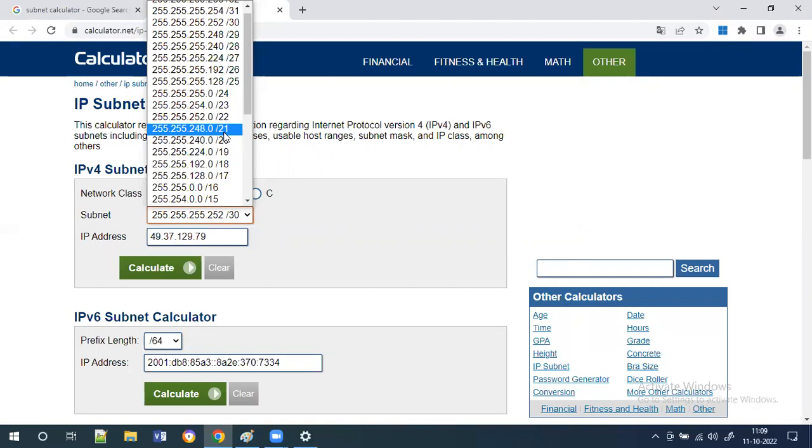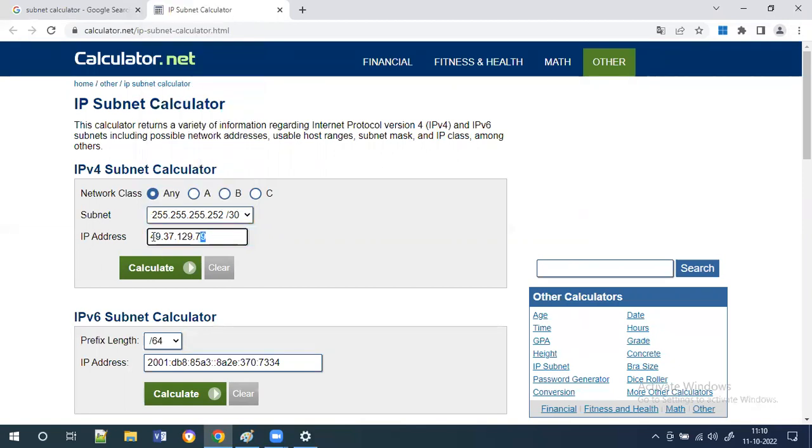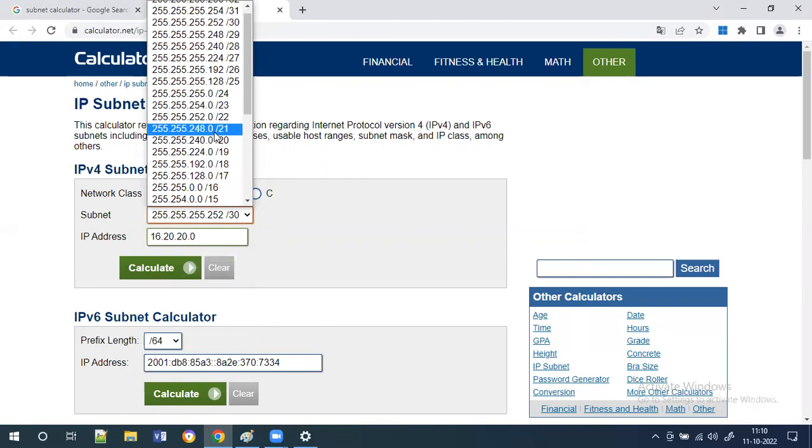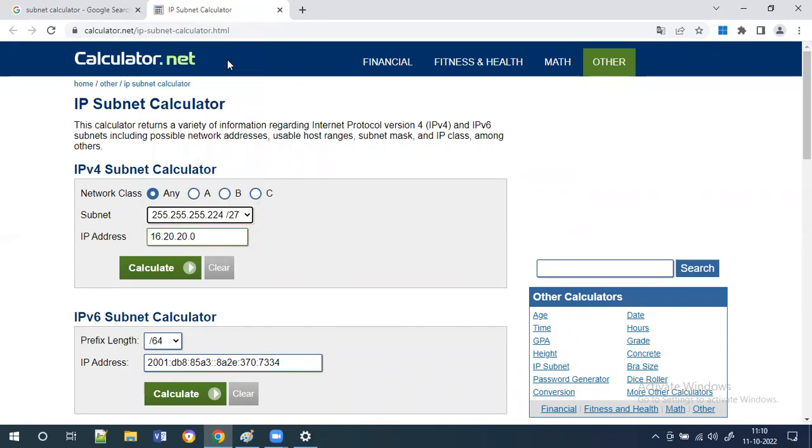We have said 255.255.248.0 /22. What is the /22? 255.255.252.0. Very simple, right? No need to remember everything. So if you get any IP address, let's suppose I have the IP address 16.20.20.0. I have the /27 in our example, right?